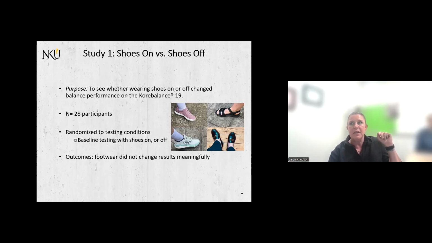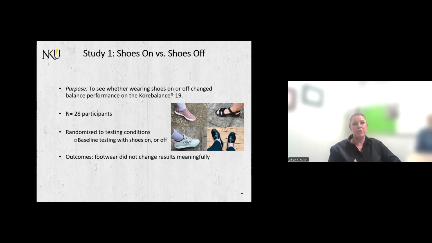Ultimately, this is a good thing in practice, I think, in terms of making the user experience more accessible. You're not going to have to ask someone to take off their shoes and then do the testing that way. Someone can keep on the shoes that they're comfortable wearing and that they might be wearing on a daily basis in their home. One of the caveats here is that if we were to recommend to everybody who uses a KoreBalance, hey, you can leave your shoes on or off, it doesn't really make a huge difference.